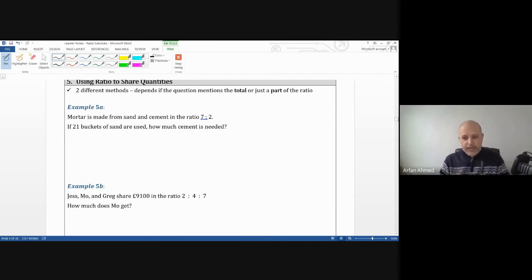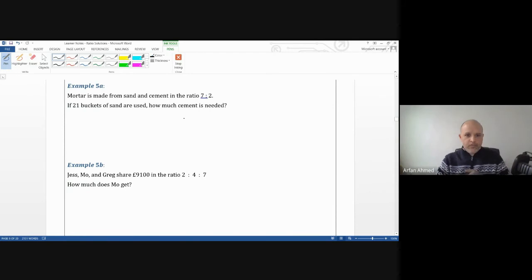If in the question you haven't got the whole amount, if they've just told you what one thing it is, then you're going to have to do it a different way. It's not always the case where you add the ratios and divide by how many you've got to get what one part is. Everyone seems to assume that's the only method for working out ratios. It's not the case at all. It totally depends on what information they've given you in the question. Okay, so let's have a look at these two examples.